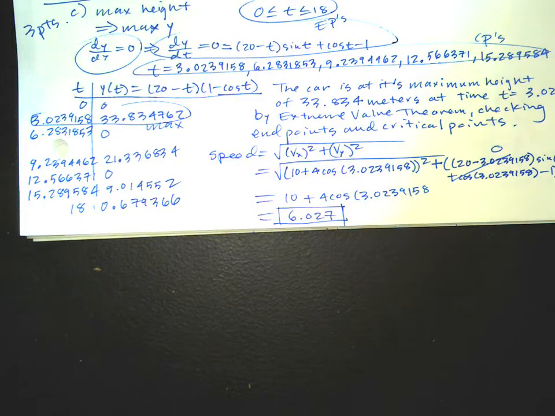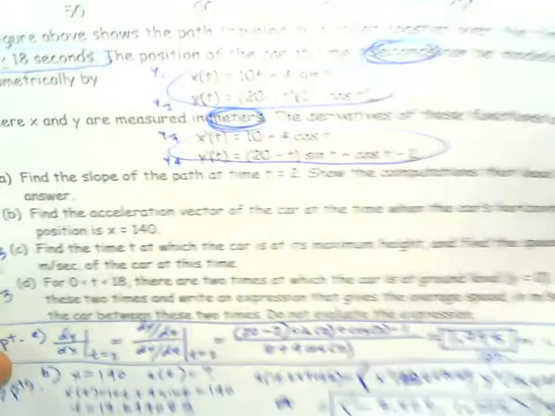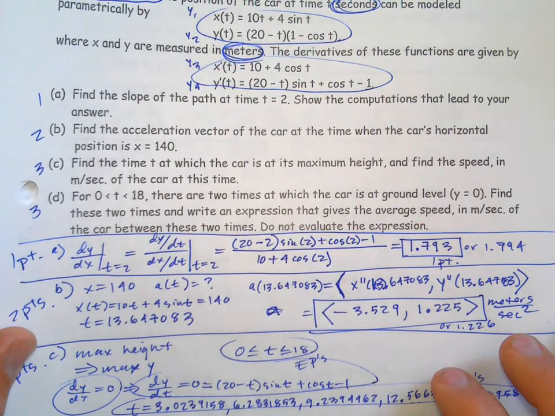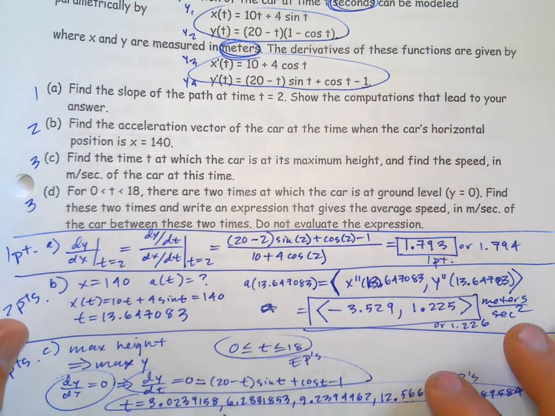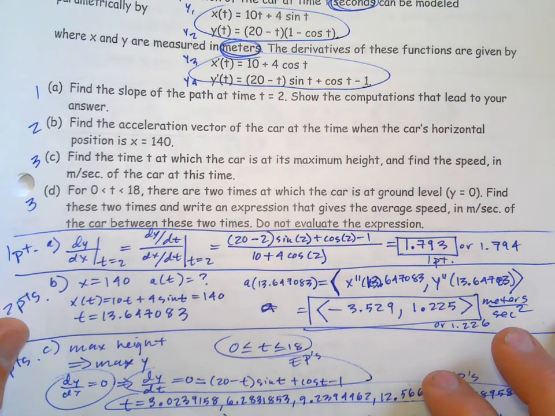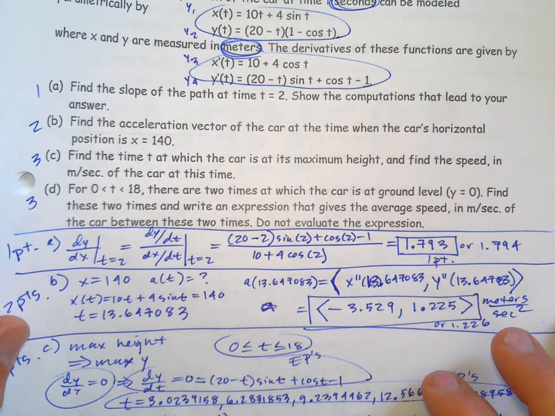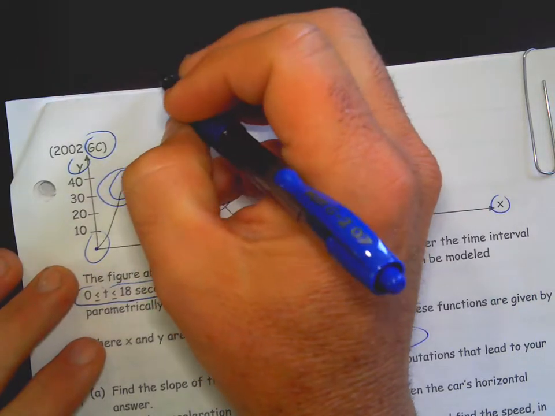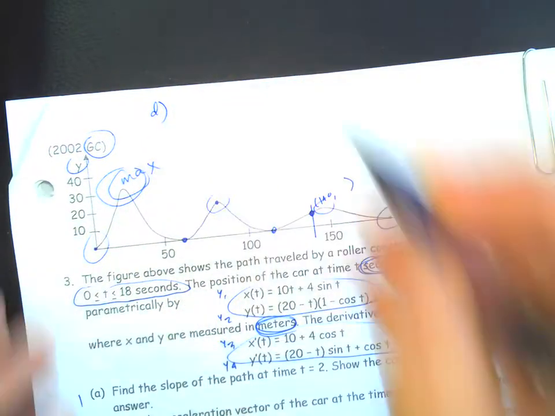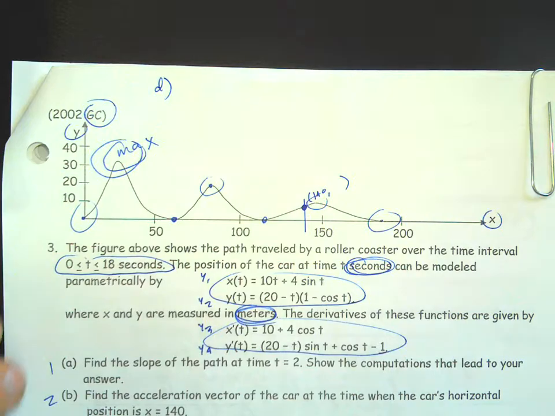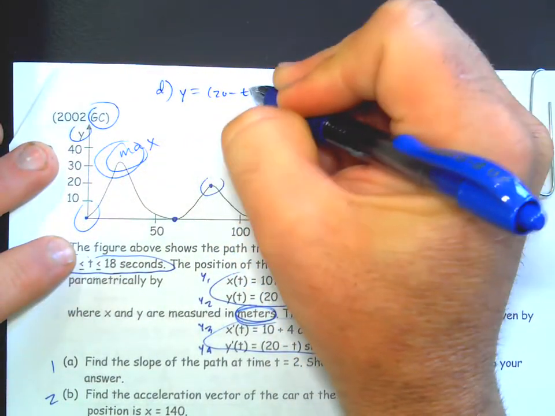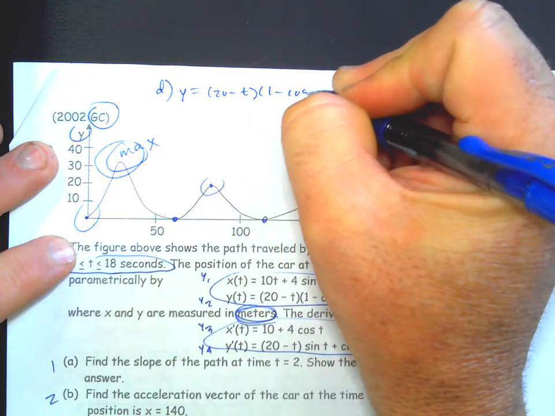One more question. Part D says, for 0 to 18, there are 2 times at which the car is at ground level, y equals 0. Find these 2 times and write an expression that gives the average speed in meters per second of the car between these 2 points. Do not evaluate the expression. So we're trying to find the 2 times. I'm going to write it up here at the top. D, we're trying to find when y equals 0. So y equals 20 minus t, 1 minus cosine t equals 0.